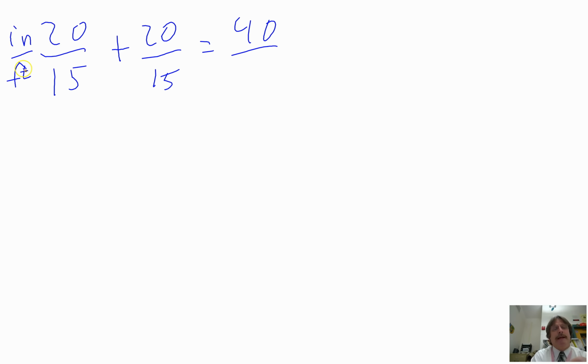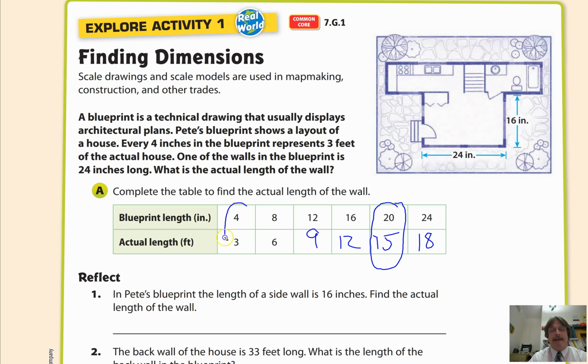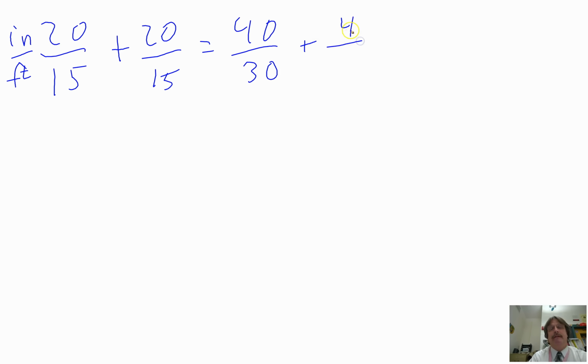And I'm going to talk more about this in a moment. And then, of course, that's 30. But I'm still short. If I go back, I know that I need 3 more feet plus 4 feet, or 4 inches, and 3 feet, that's going to be 44 inches to 33 feet. So then that is what my answer would be.